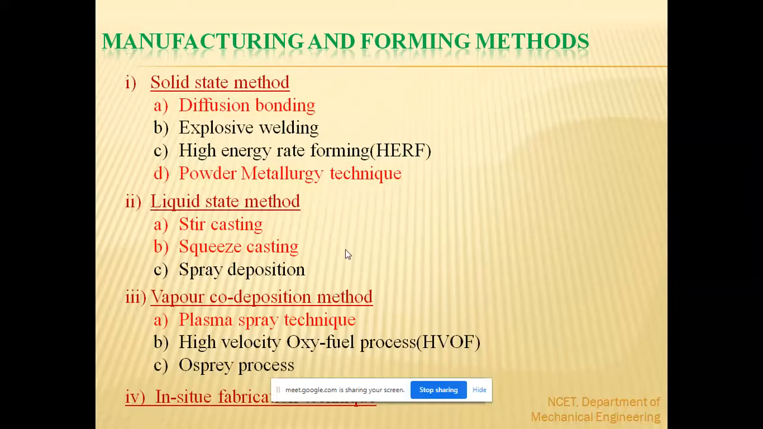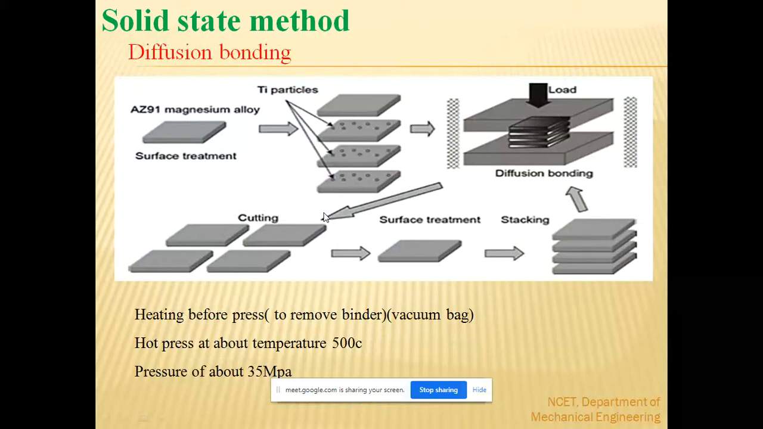In the exam, they may ask you to list the different manufacturing processes of MMC and explain any one in the liquid state method. You're supposed to write this classification of manufacturing processes and explain any one, that is stir casting or squeeze casting. Now we'll come to the first thing we're going to discuss under the solid state method. That is diffusion bonding. Now clearly see the figure here.